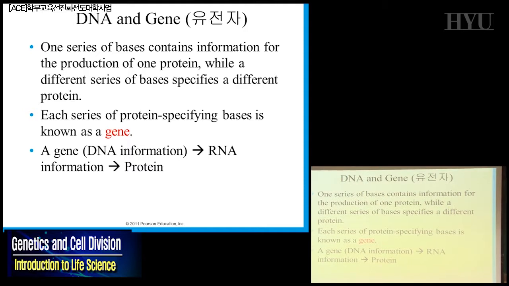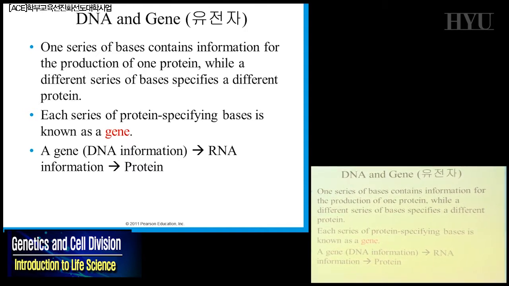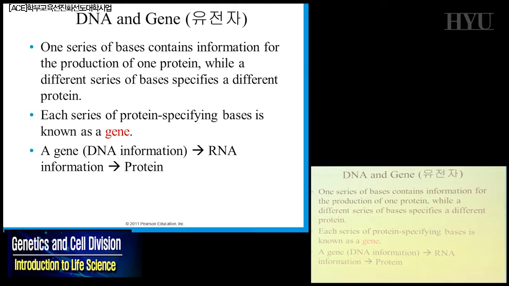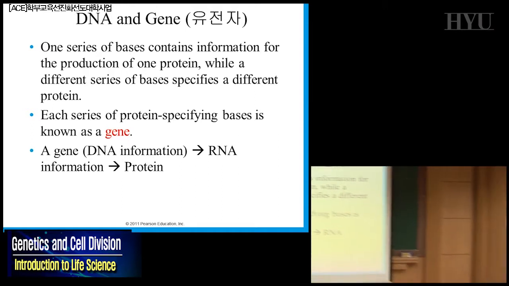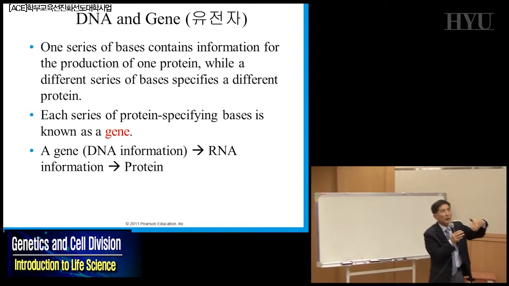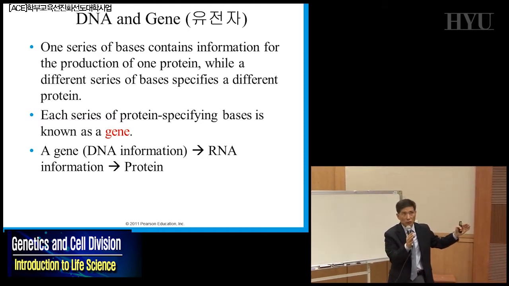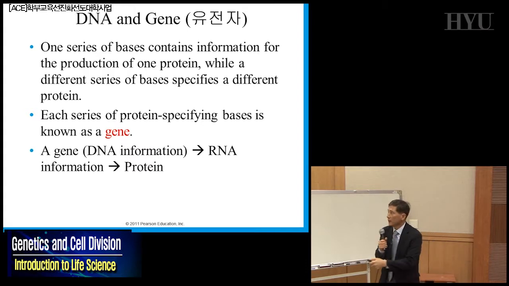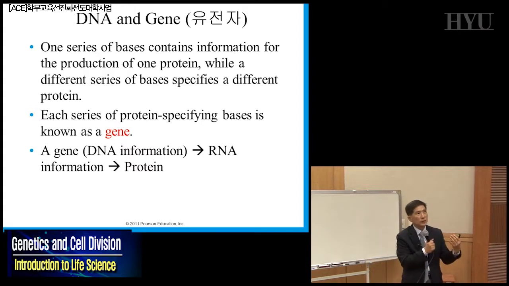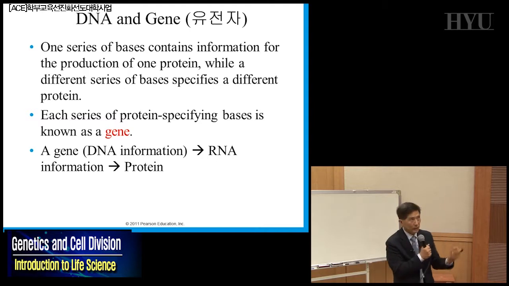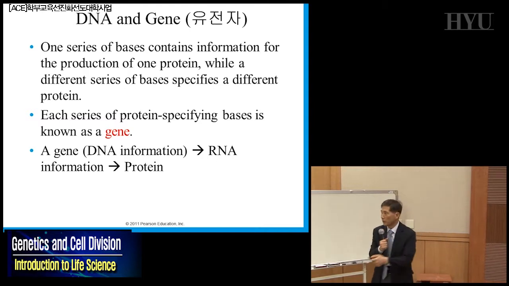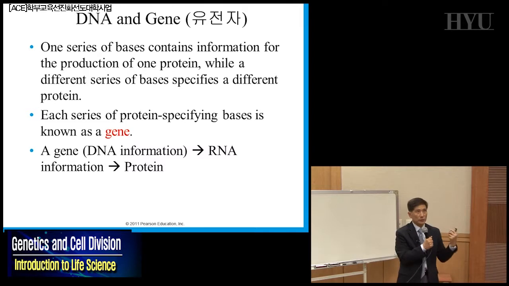Okay, gene. Each series of protein-specifying bases, in other words, from here to here in DNA, G, G, A, T, C, C, you go a long way. And that one unit, that information, is making one protein. That's one unit, which we call a gene. So a gene, a DNA information, is copied to RNA information. That information will be used to make one protein. That's the definition of gene.